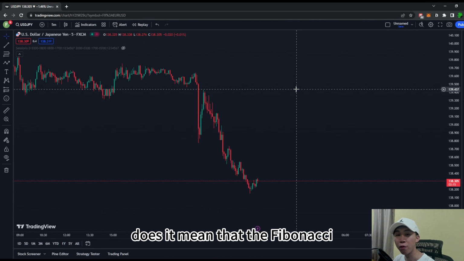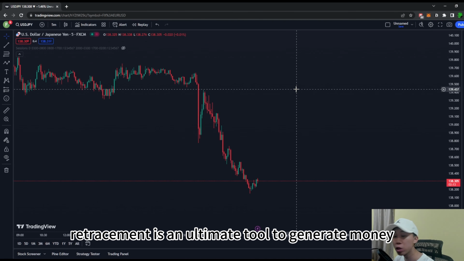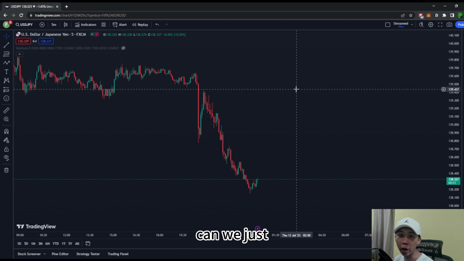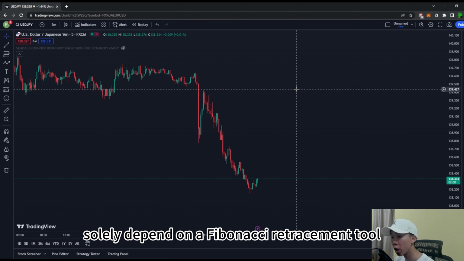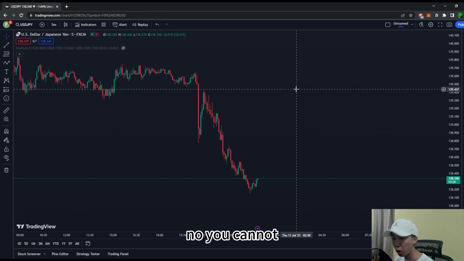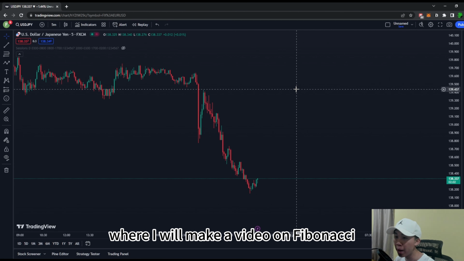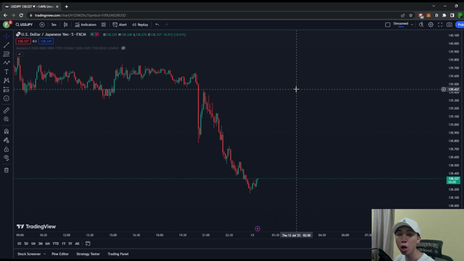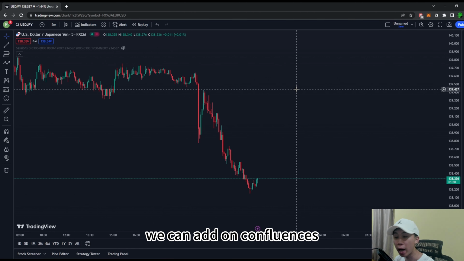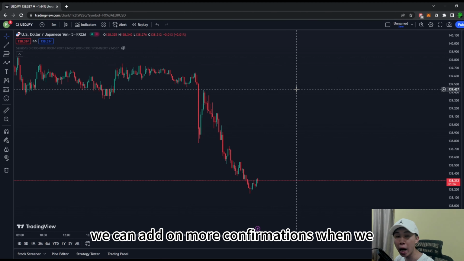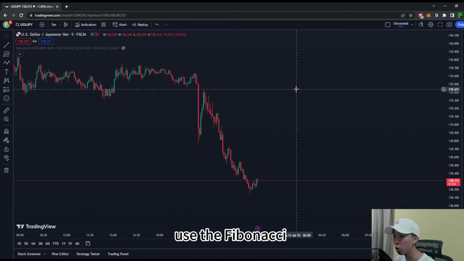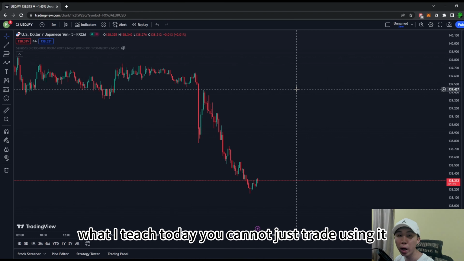Does it mean that the Fibonacci retracement is an ultimate tool to generate money? Can we just solely depend on a Fibonacci retracement tool? No, you cannot. That is why you have to stay tuned for my next video, where I will make a video on Fibonacci trading strategy, where we can add on confluences, we can add on more confirmations when we use the Fibonacci. Because what I teach today, you cannot just trade using it.